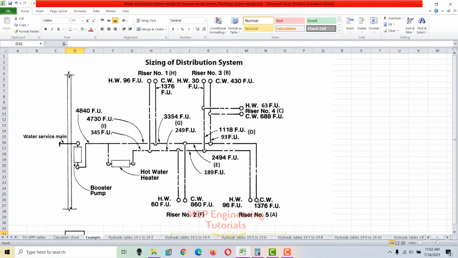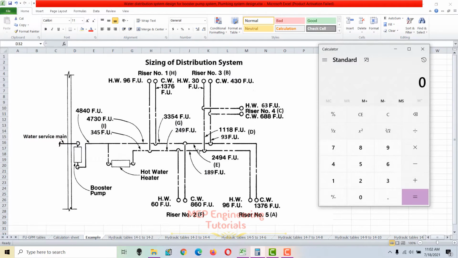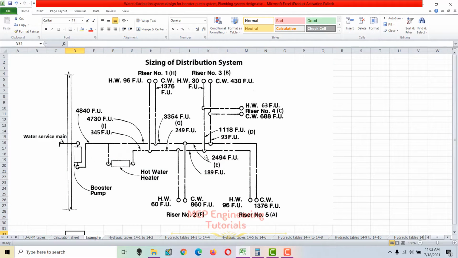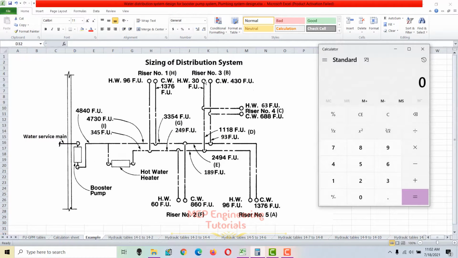So if you see the total fixture units at this point, section E, the sum of the 3 and 4 risers, the cold water supply fixture units are 430 and 688.